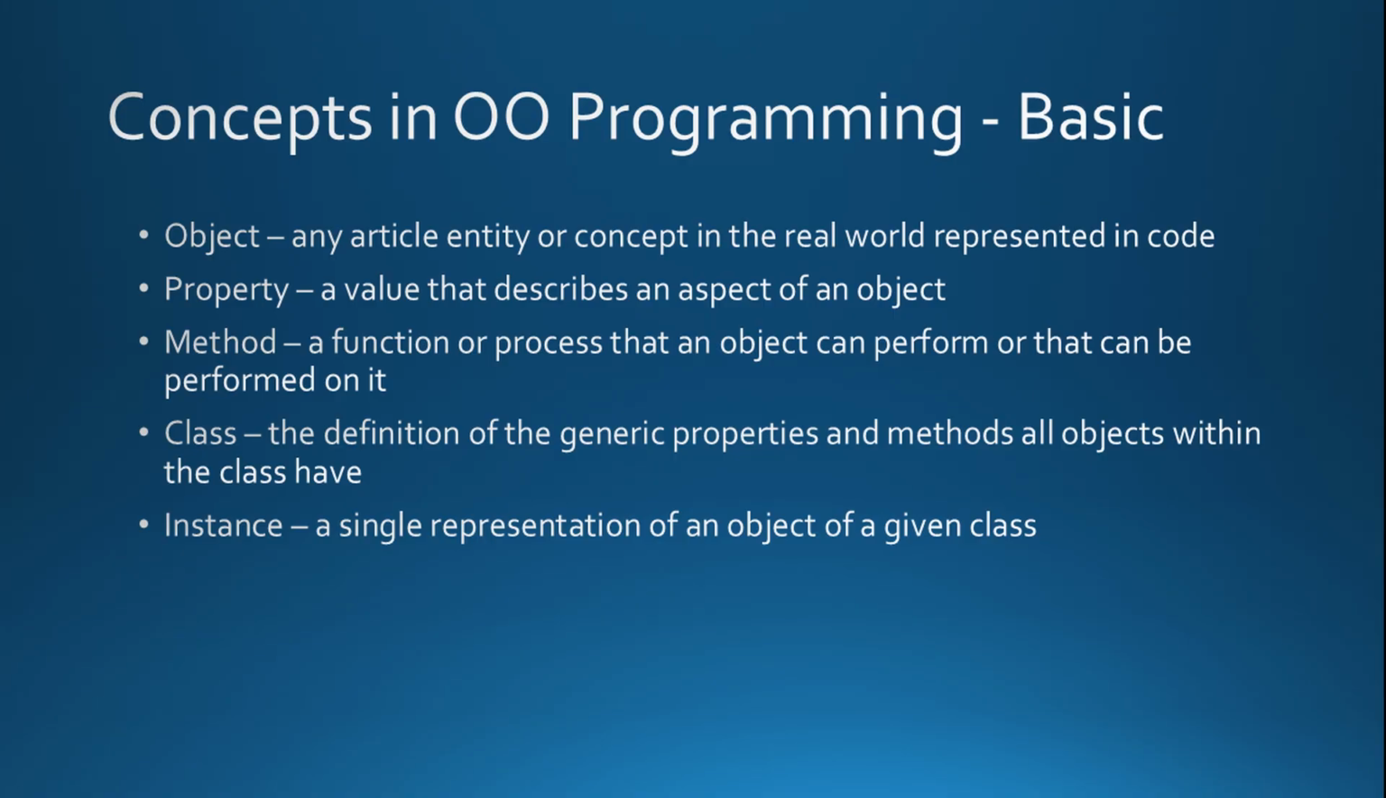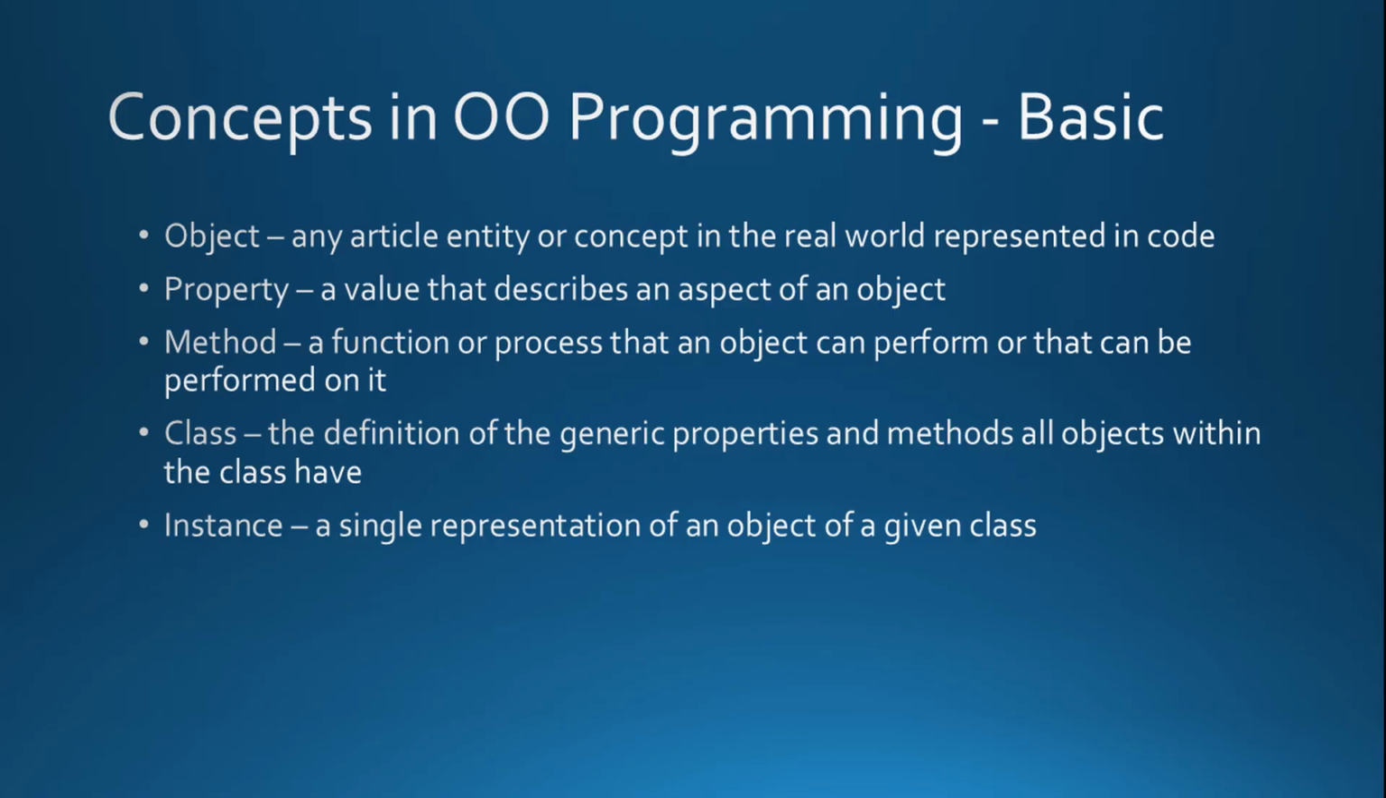Methods being things that the object does. Sometimes those are very complex, sometimes those are fairly simple. Sometimes they directly influence properties. I might have a method that changes a property of an object. But we can kind of interact with the physical world, thinking about objects being properties and having methods. We're going to start to think about objects in code in a similar way. An object, any article, entity, or concept in the real world represented in code.